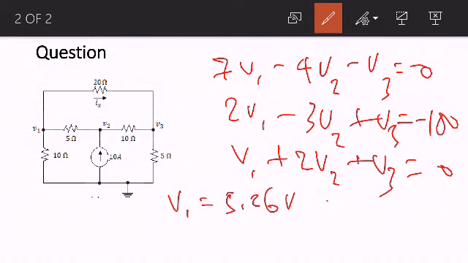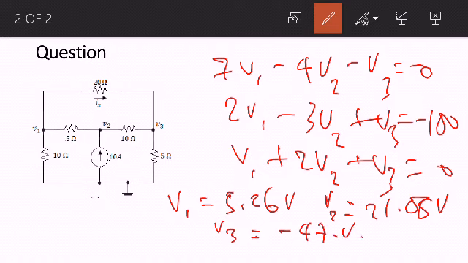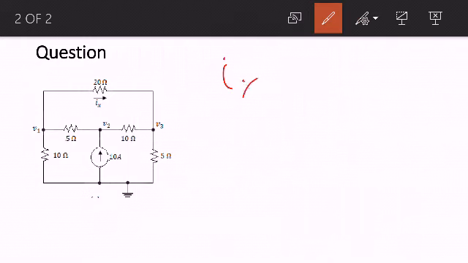V2 is equal to 21.05 volts. Then V3 is equal to minus 47.4 volts, okay? Minus 47.4 volts. So that now leads us to finding our Ix. So now we can find Ix. What is Ix? Ix, based on the question, is V1 minus V3 divided by 20.